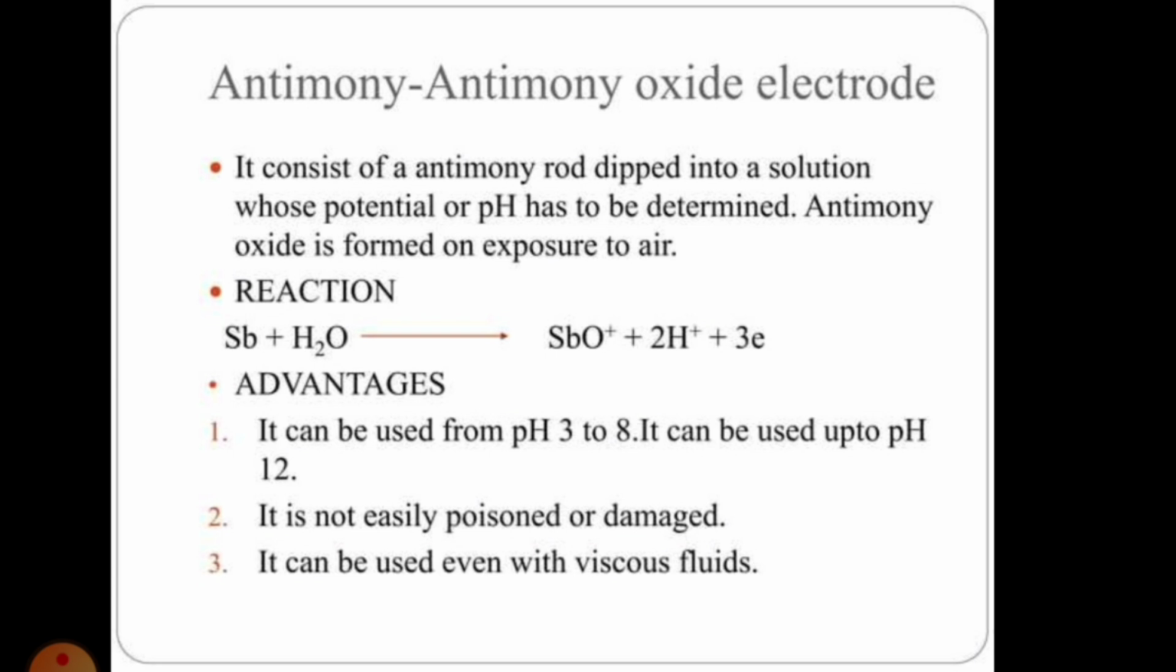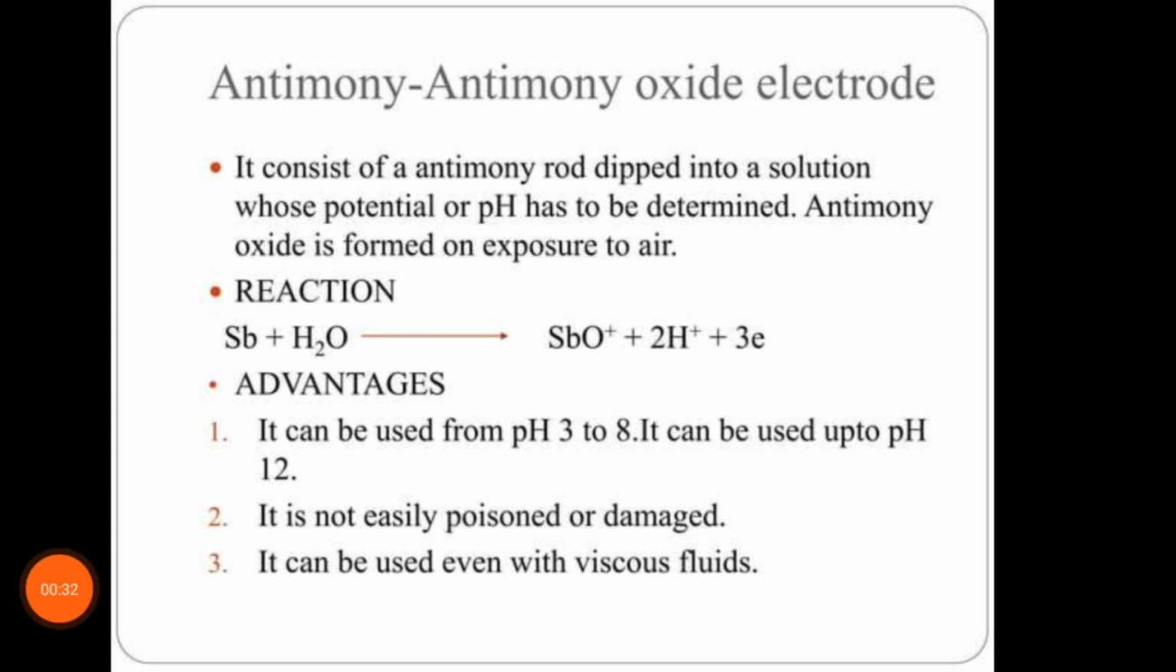In today's class, I will discuss the antimony oxide electrode. It consists of an antimony rod dipped into a solution whose potential or pH has to be determined. Antimony oxide is formed on exposure to air. The reaction is Sb plus H2O giving Sb2O3 plus 2H+ ions and 3 electrons.